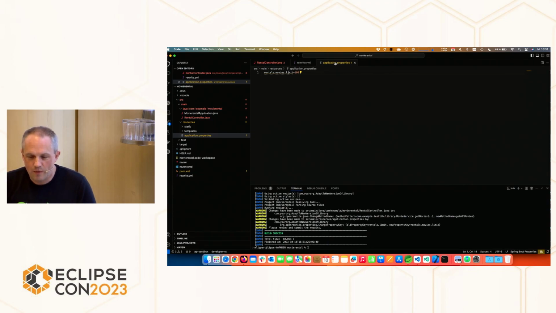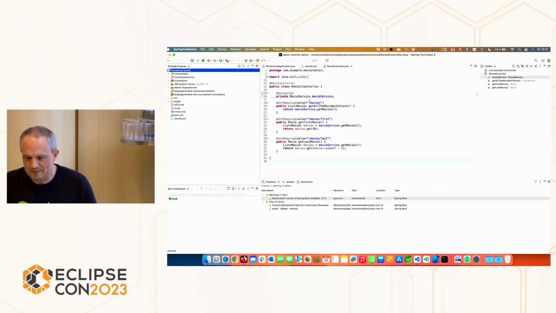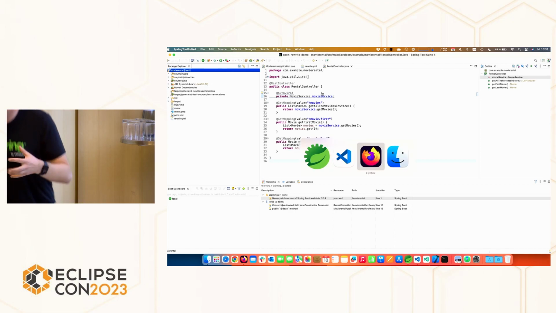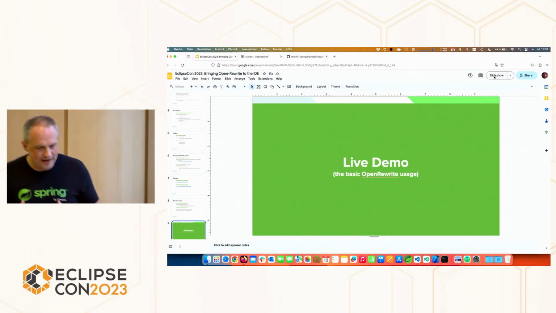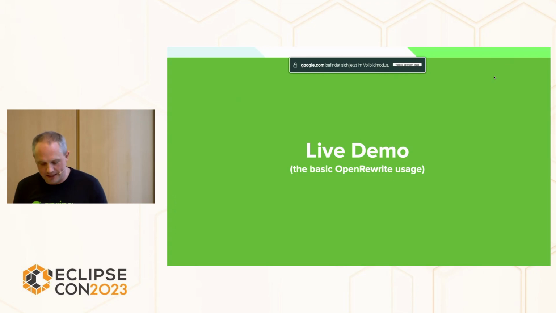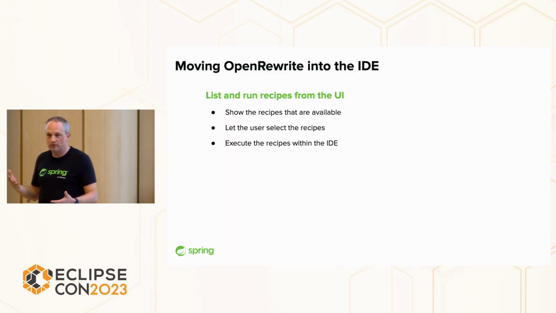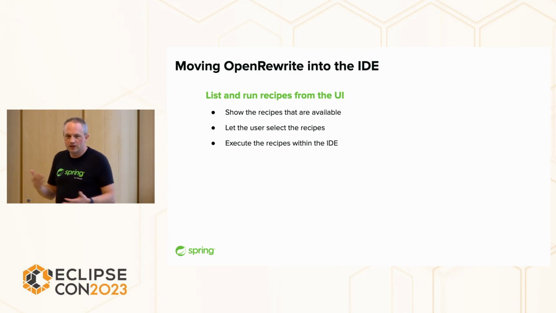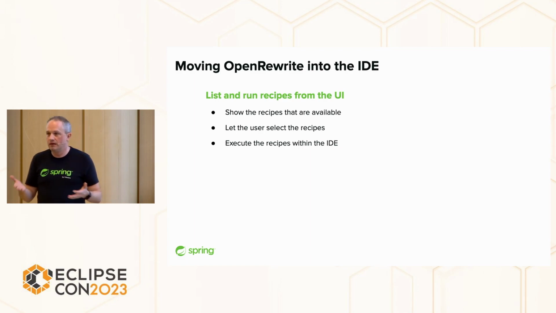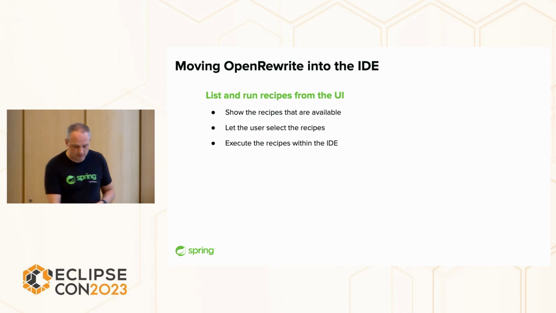So we thought about this, you will see Eclipse. This is cool. Can we make this more accessible directly from the IDE? Can we do something as the next step? So why not allow people to list the available recipes that are around in the IDE, and just click and say, okay, please execute this recipe. And that is basically what we did.